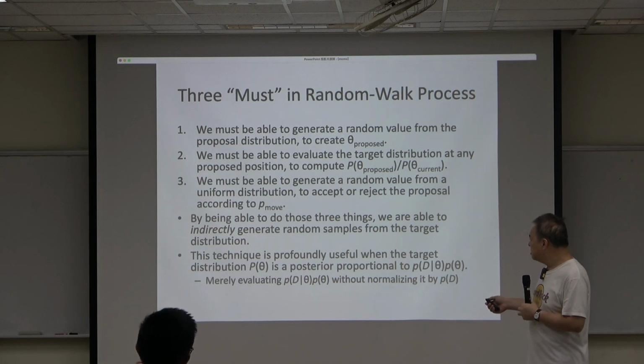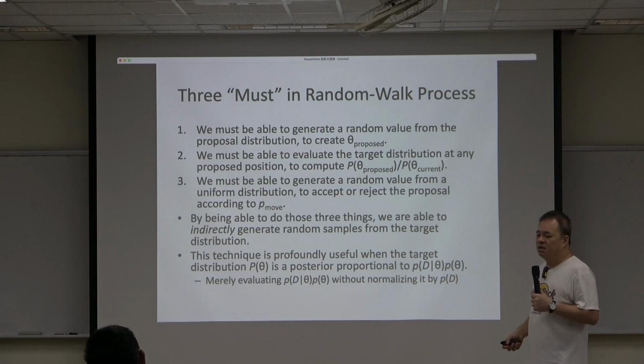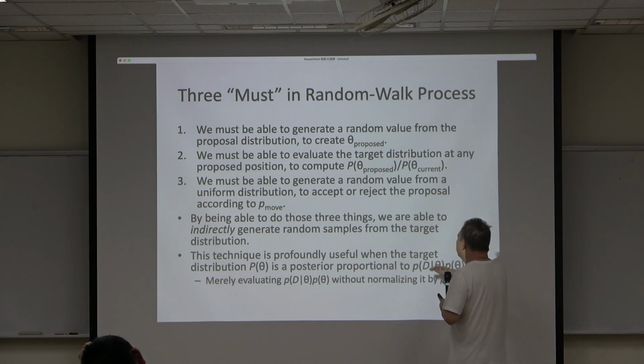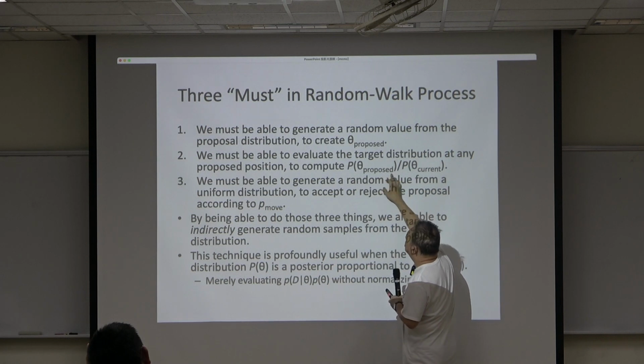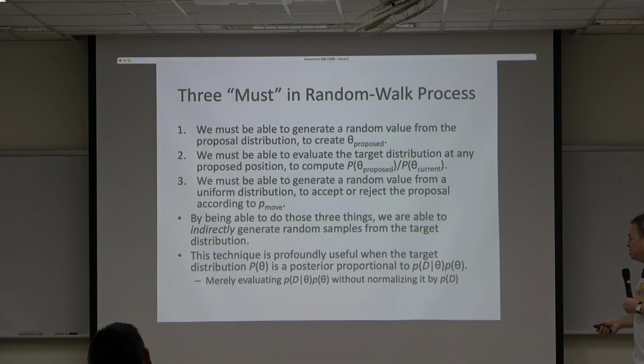But for this particular sampling technique, you can see that P of D is the same regardless of the location of theta. So the denominator cancels out in this formula. So you don't need to compute P of D, okay? So this is very, very important. We can just apply this sampling technique repeatedly to generate the posterior samples effectively without needing to compute the difficult part of the posterior formula, okay?